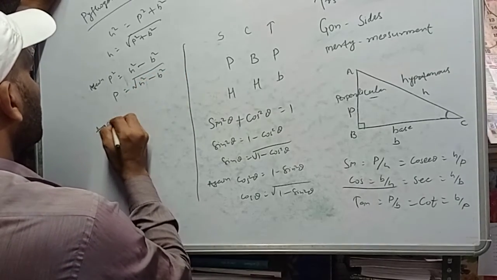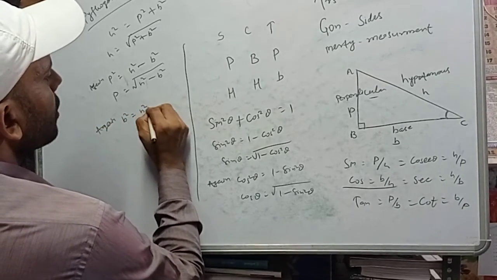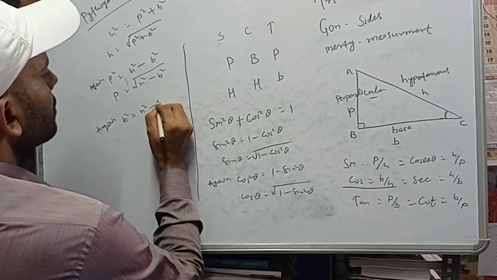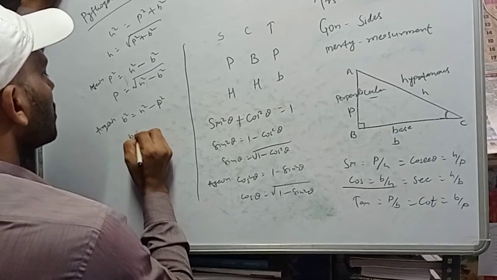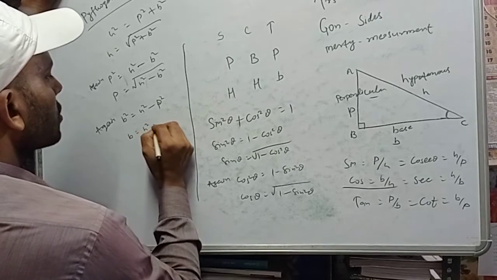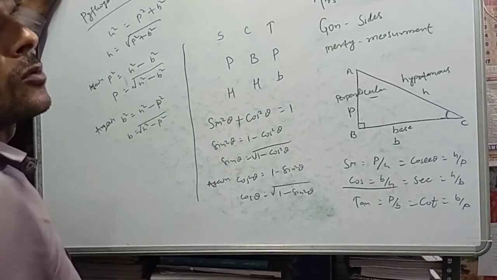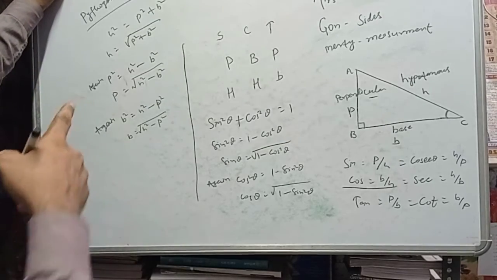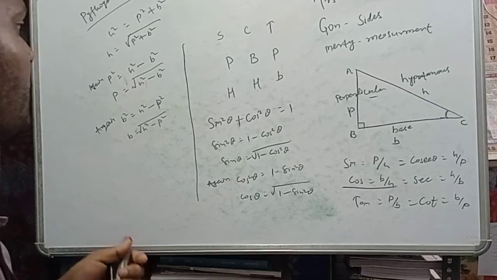Again, base square is equal to hypotenuse square minus perpendicular square. Then base is equal to under root hypotenuse square minus perpendicular square. This formula is very important for this topic, trigonometry.